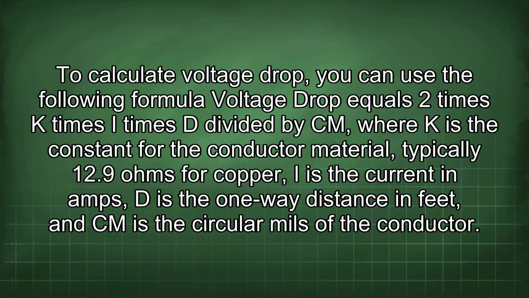To calculate voltage drop, you can use the following formula: voltage drop equals 2 times K times I times D divided by Cm, where K is the constant for the conductor material, typically 12.9 ohms for copper, I is the current in amps, D is the one-way distance in feet, and Cm is the circular mils of the conductor.